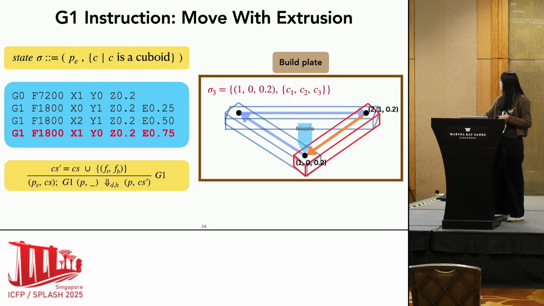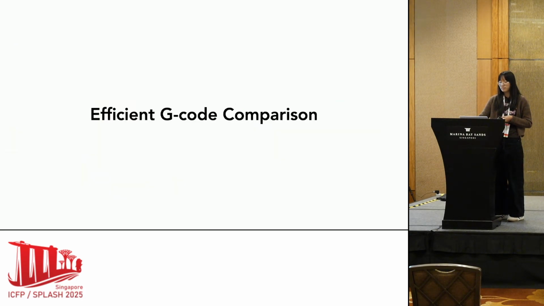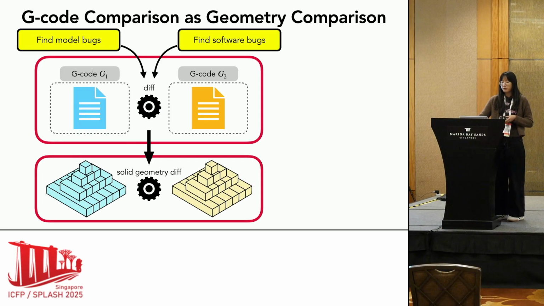And finally, the nozzle returns back to the starting point. And there are 3 cuboids in the cuboid set representing the current constructed object. And at the end of this process, we'll have a set of cuboids whose union represents the G-code program. And so now, if we want to compare 2 G-code programs, we could simply take 2 such unions and compute their solid geometry difference.